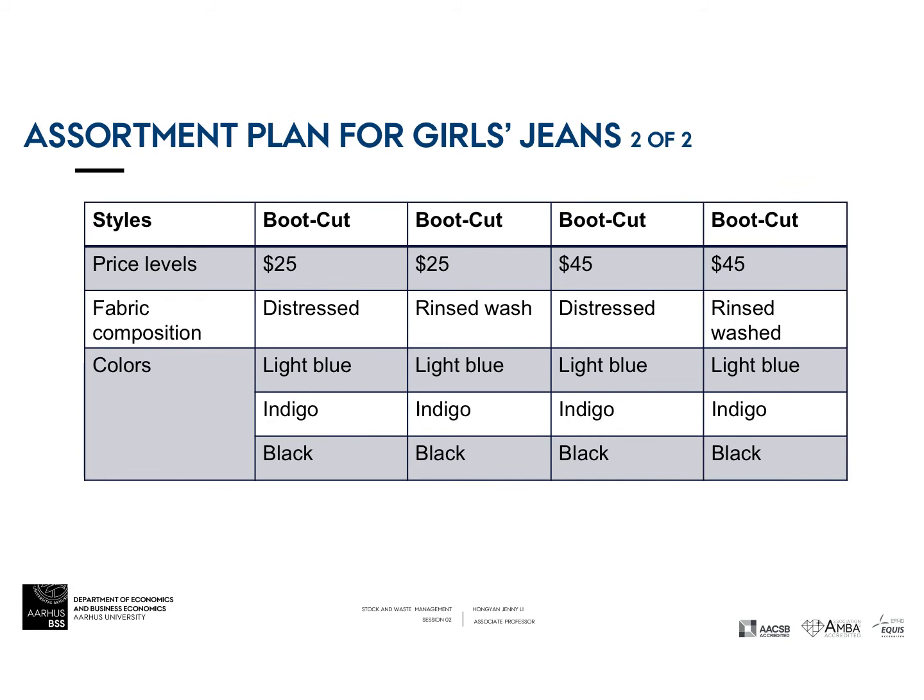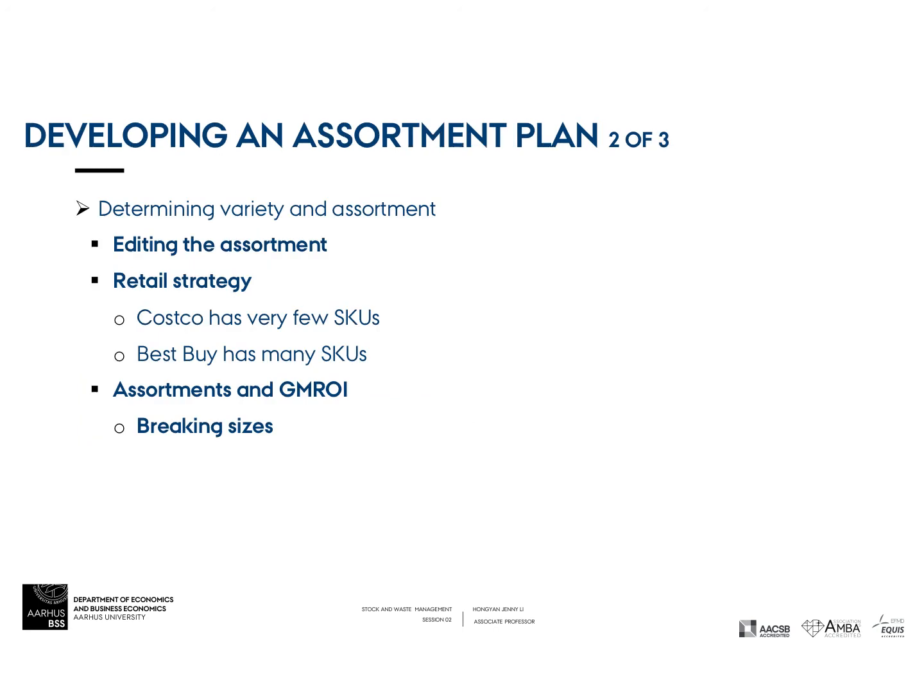So this is the assortment SKUs, varieties based on the bootcut. Of course the styles may also have more options. So how to develop an assortment plan then? They start with determining variety and assortment. First you need to edit the assortment. You normally have a lot of options and potential SKUs, and which SKUs should be included.